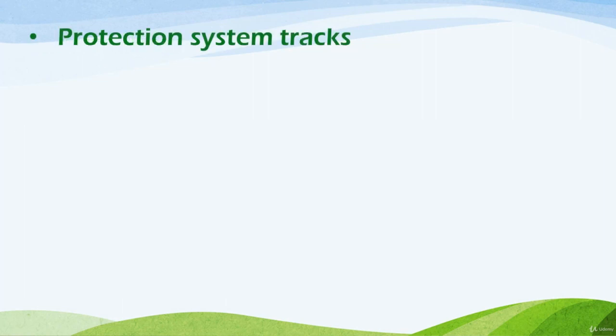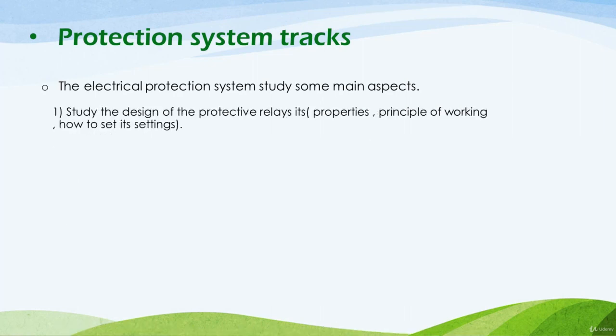So let's go ahead. First of all, if we need to understand what are those main aspects that we study in the protection system, we say that the first aspect is the study of the protective relays themselves and their design. As we learned before, the relays are the brains of the protection system as they receive the signal from the voltage and the current transformers, and then they take the decision of cutting the circuit or not by sending some signals to the circuit breaker.